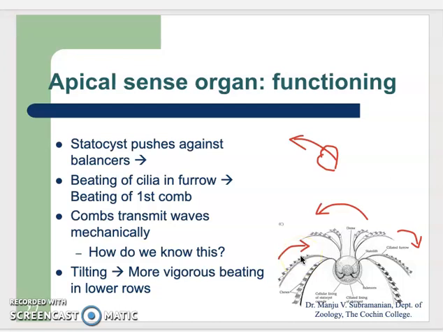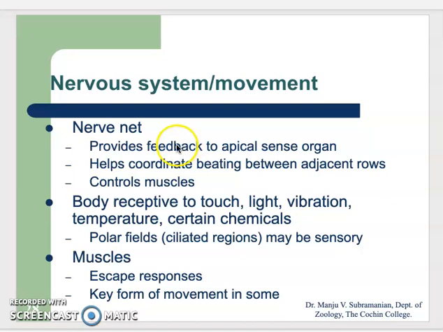This Pleurobrachia comprises a good nerve network. A good nerve network is present and provides feedback to the apical sense organ, and it helps to coordinate between the adjacent rows of cilia and controls the muscle movement also. And the body also receives the sensation of touch, light, vibration, temperature, and also certain chemicals with the help of this nervous system.